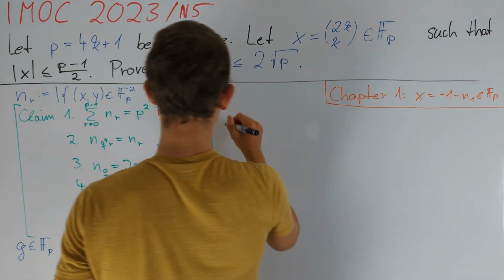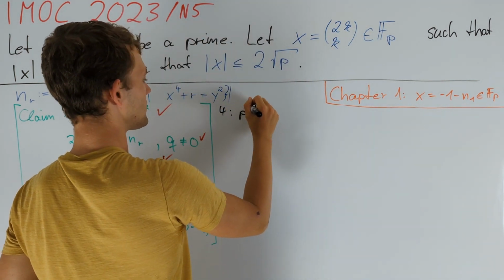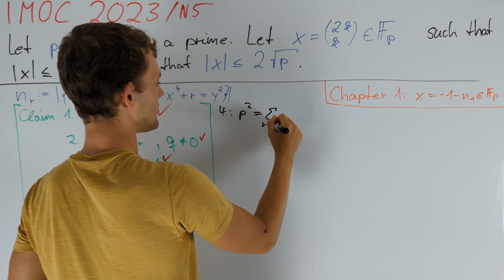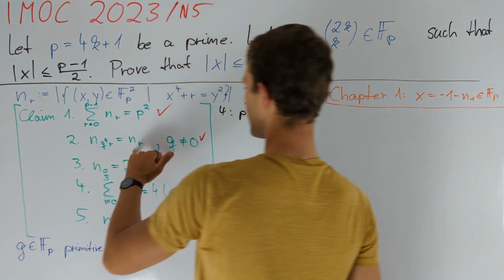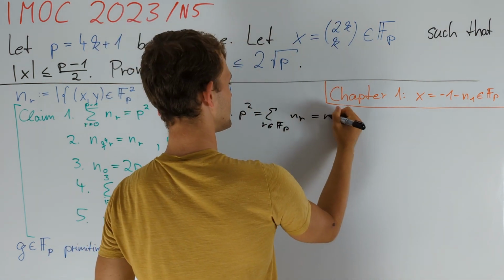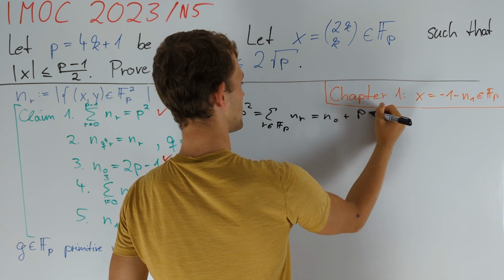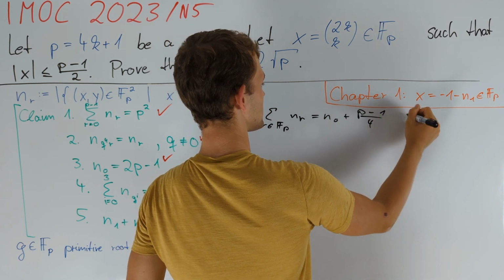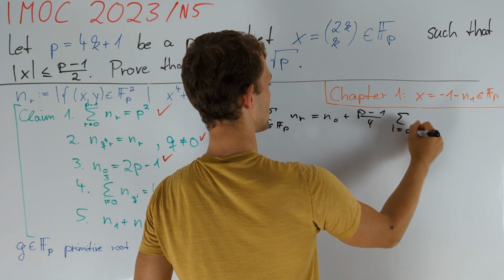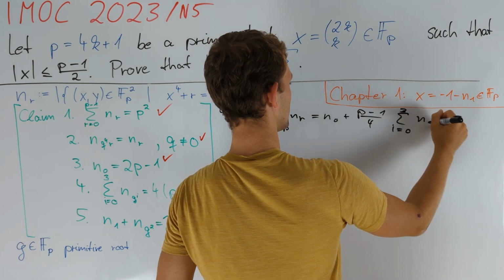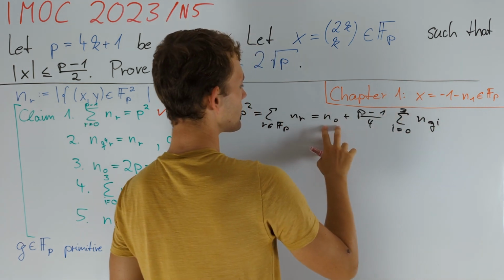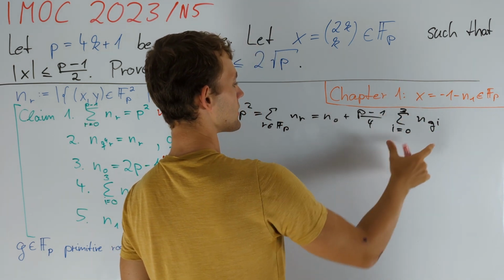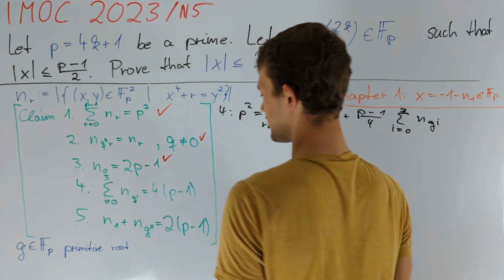So, by the first part, p squared is equal to the sum of all the nr, which is by our partition, and the second part, equal to n0 plus p minus 1 divided by 4 times the sum of i going from 0 to 3 of n of g to the power of i. Using n0 equals 2p minus 1 and rearranging for this sum, we get our desired result.